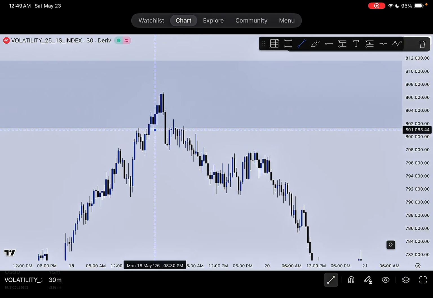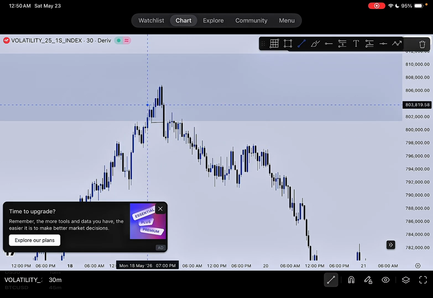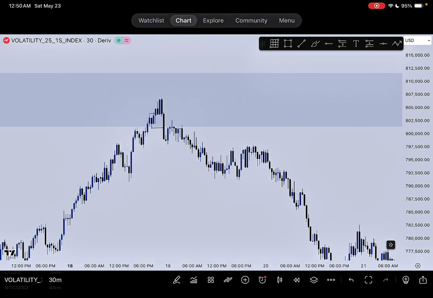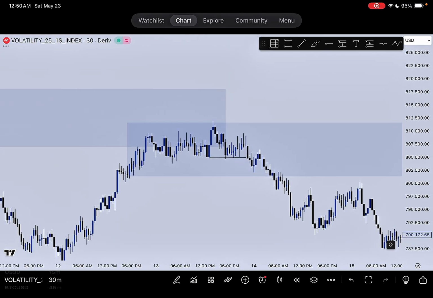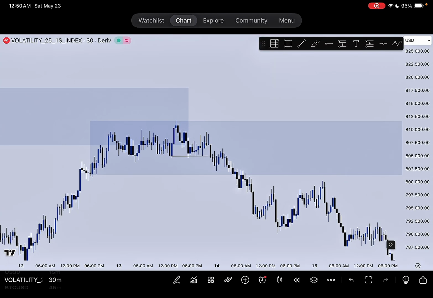But here we can clearly see here as our MSS, and this is our last valid break of structure to the upside, this zone. So since it's clear on 30 minutes, there is no need going down to a lower time frame, because we'll still get the same thing. So we need to come back to this particular one as well, this zone.